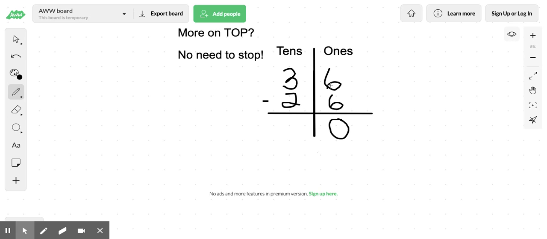And we're going to practice this more. 6 subtract 6 will equal 0. Any number subtract the same number will give us 0. Then we look on the tens column. 3 subtract 2, that equals 1. So 36 subtract 26 will equal 10.